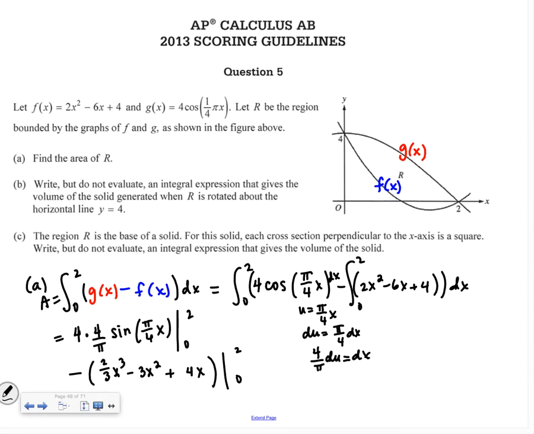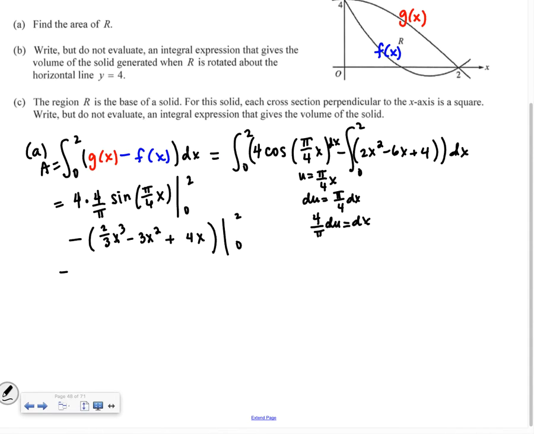So it's a lot to find by hand. It's challenging. So we have 16 over pi. I know you guys get used to that math 9. You just want to use your math 9 all the time. Okay, I'm not going to worry about the 16 over pi. I'm going to find sine of 2 pi over 4, so in other words, pi over 2, minus sine of 0. And I'm going to do minus.